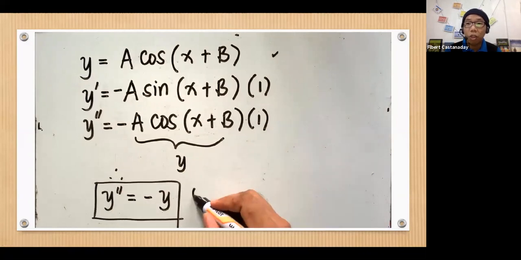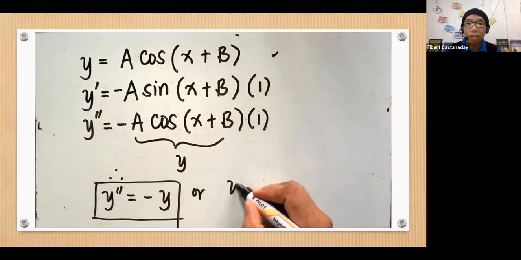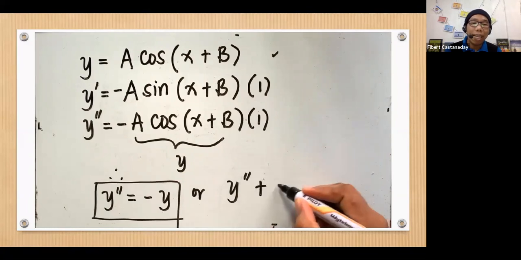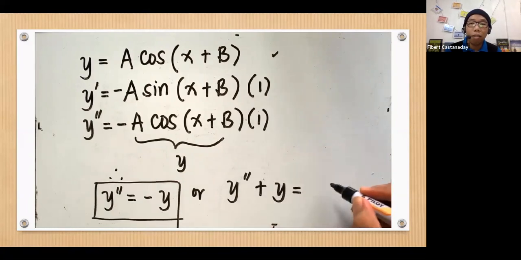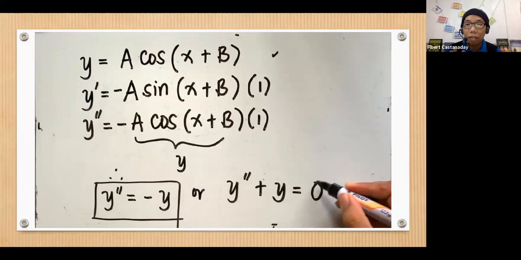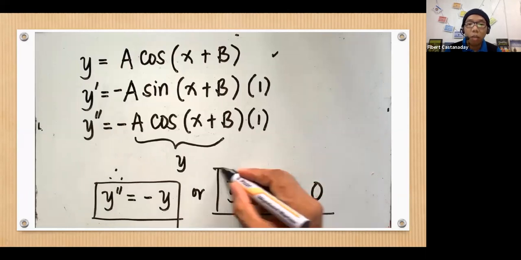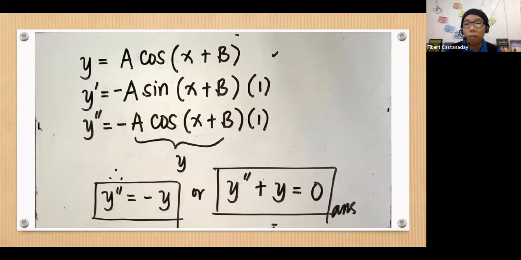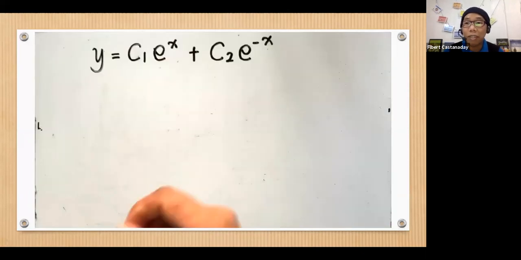So a differential equation contains a derivative. So tama naman. Then you transpose negative y to the left-hand side. So you can arrange your answer into that format. So y double prime plus y equal to 0 is your final answer. Any question before we proceed to the next example?